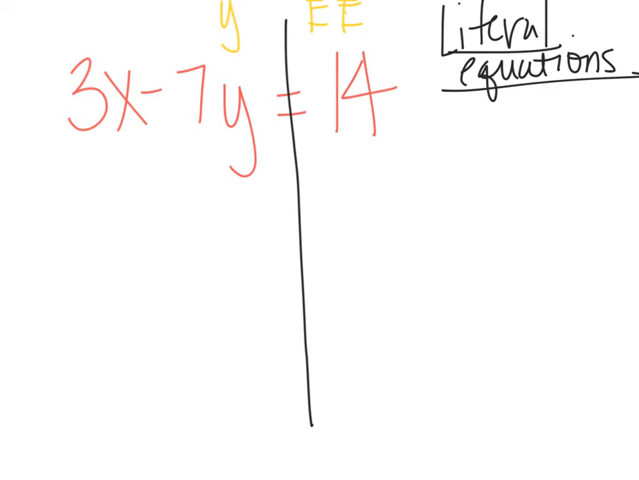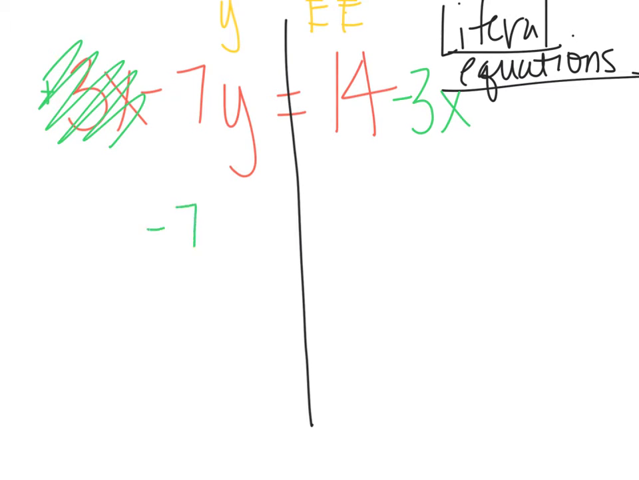Well, if I just need y's on the left side, that means I need to get rid of this 3x because it doesn't have a y with it. Remember that 3x is a positive 3x on the left side. So when I move it to the right side, it is going to become a minus 3x. And so it is gone. My problem now says negative 7y equals 14 minus 3x.